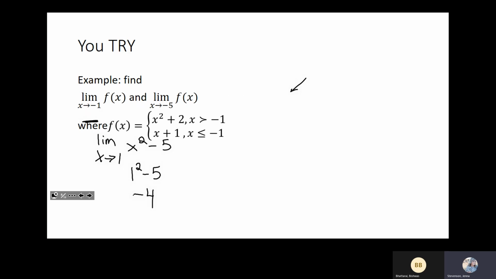Okay, so you have 2 there to try. So we have the first one, we'll call it A, where the limit is approaching negative 1, and B when x is approaching negative 5. So go ahead and try those 2.